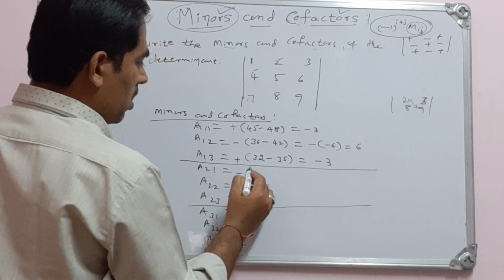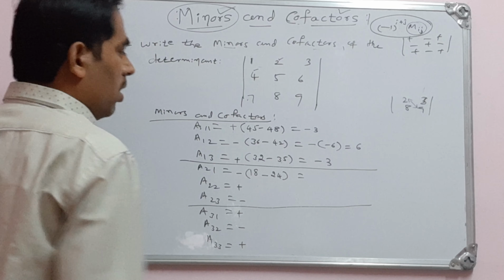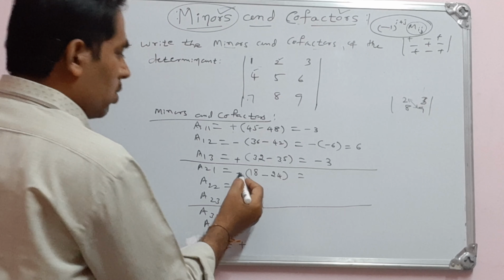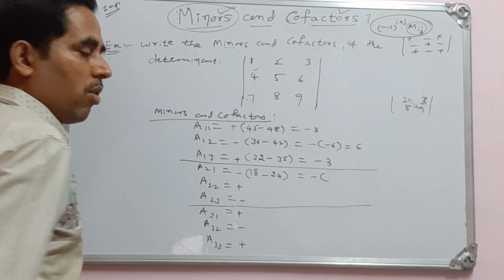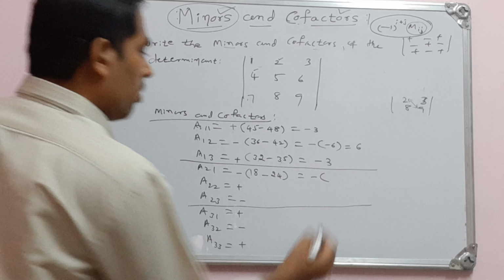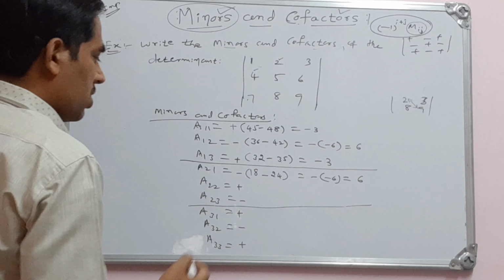So you take the product. 18 minus 24. Okay. So see, here outside minus is there. See, negative sign. See, 18 minus 24. So you subtract this, you will get minus 6 inside. So minus into minus plus, that will be positive.